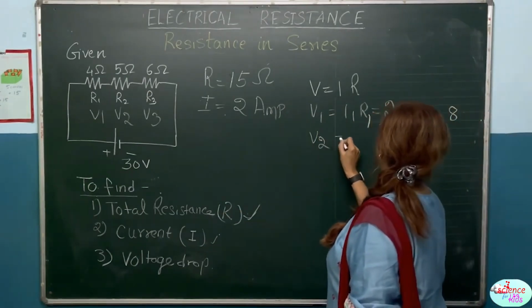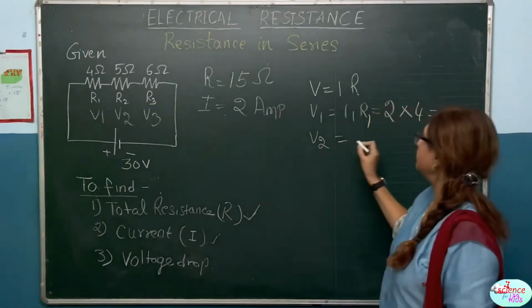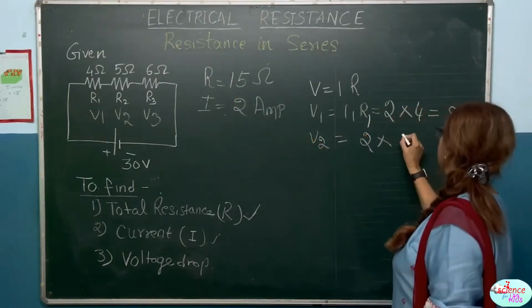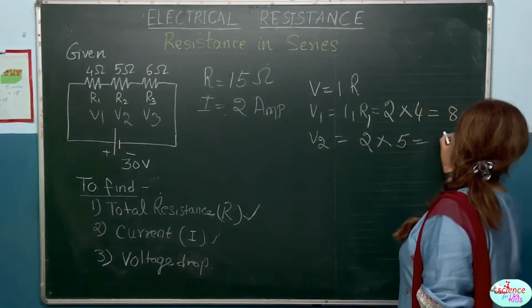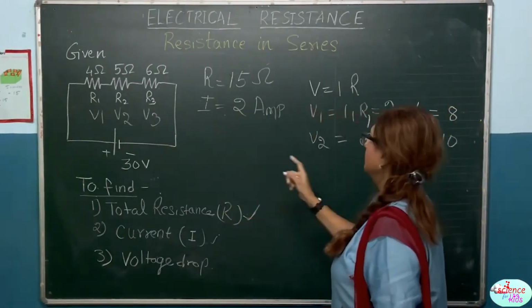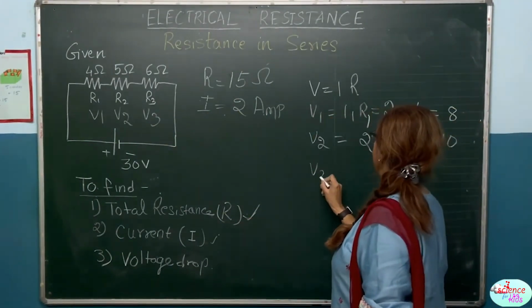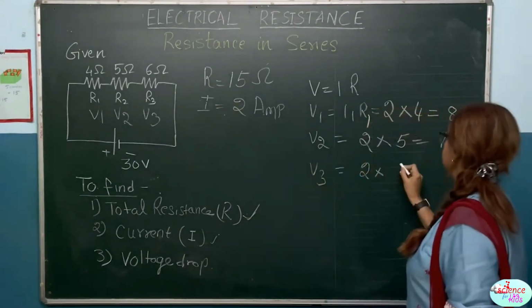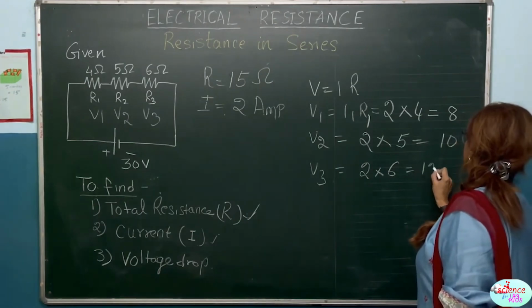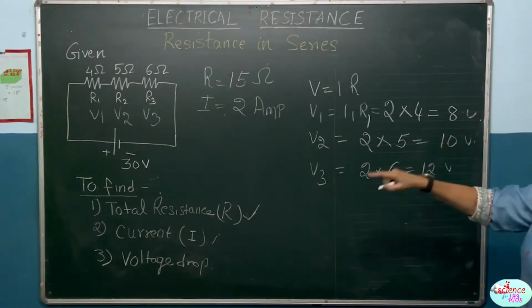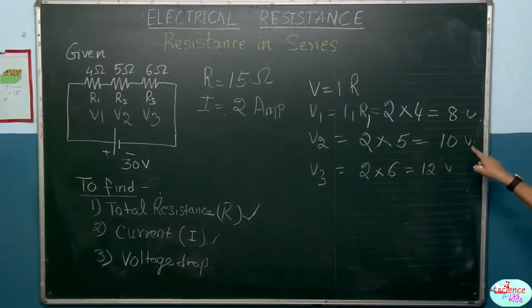Similarly, for V2, the current will again be the same 2 ampere, and this is a 5 ohm resistor. So 2 times 5 is 10. And for resistor number 3, V3 will again be 2 times 6, which is 12 volt. So these are the voltage drops in resistor 1, resistor 2 and resistor 3.